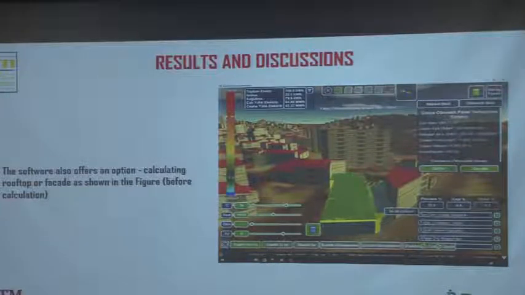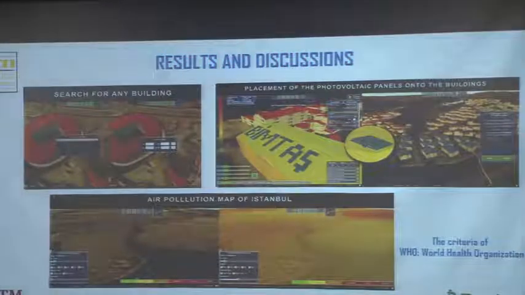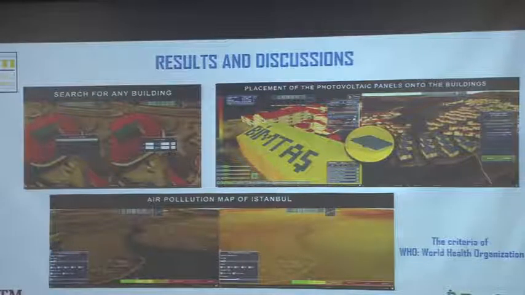For example, you have to determine the energy loss amounts, because of the percentage of window, percentage of door, percentage of wall. We have to consider these data. You can search for any building, and you can place photovoltaic panels onto the buildings.